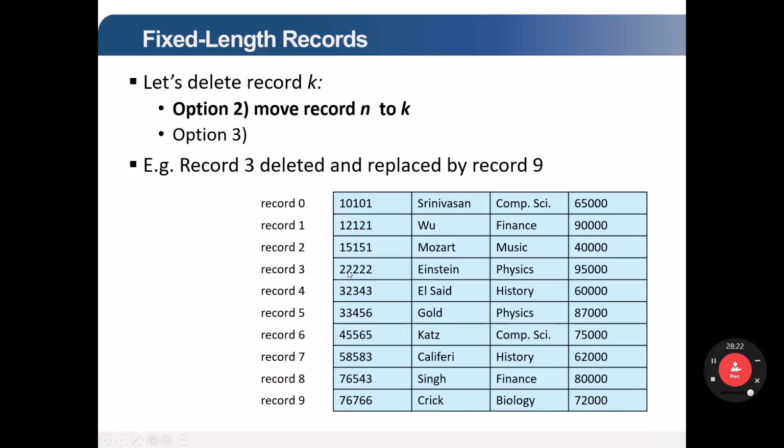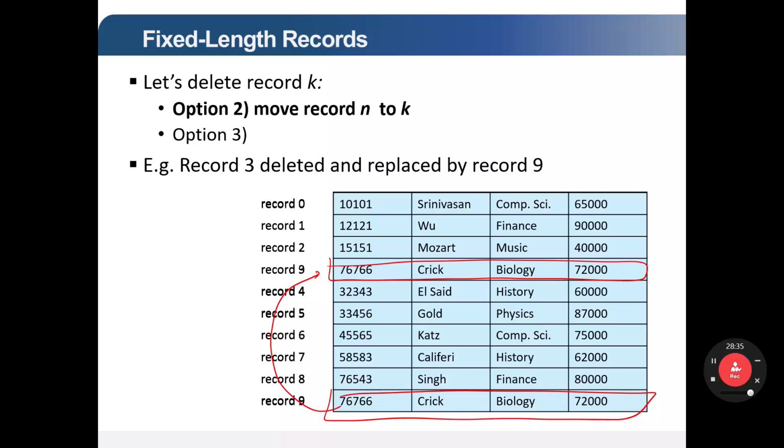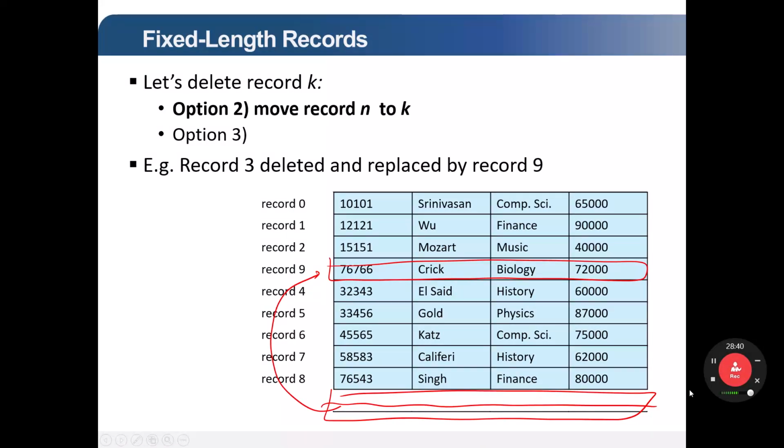So instead of shifting these records, we can simply copy Crick to replace Einstein, and then reduce the size of the file to eliminate Crick. Then we are done. So database systems are based on set theory, so we don't care about ordering. It is okay to move around these records.